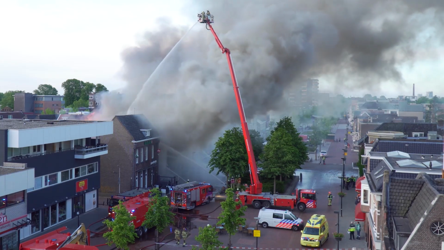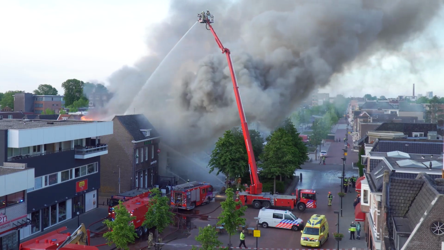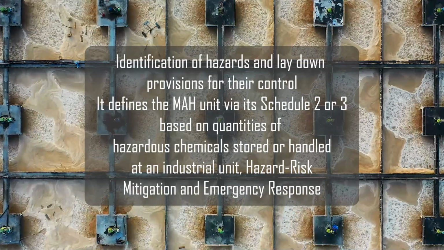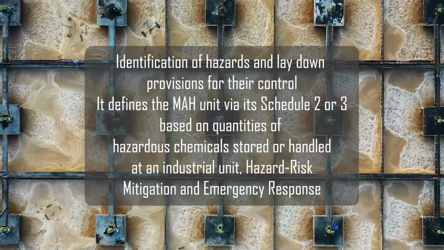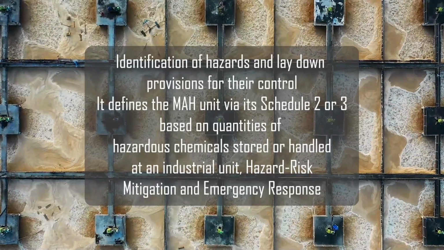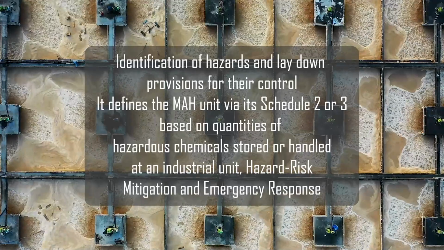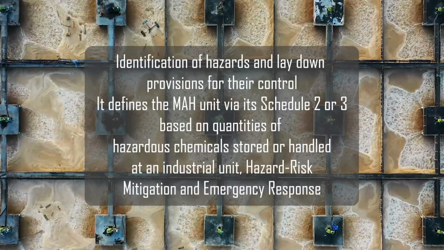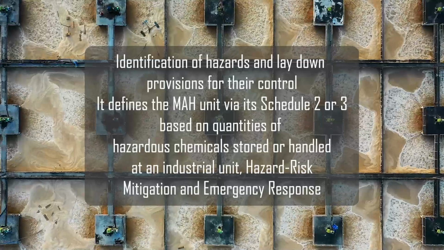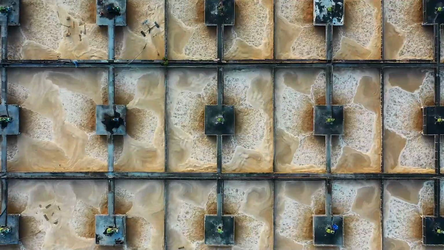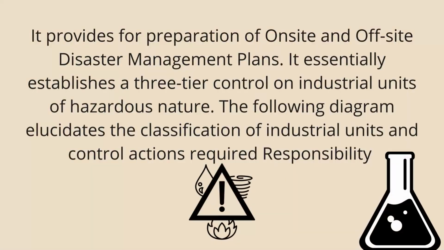Let us have a brief overview of these two legislations. The Manufacture, Storage and Import of Hazardous Chemical Rules 1989 identifies the hazards and lays down provisions for their control. It defines the MAH units via its Schedule 2 or 3 based on quantities of hazardous chemicals stored or handled at an industrial unit, hazard risk mitigation and emergency response. These rules provide for preparation of on-site and off-site disaster management plans, and it essentially establishes a three-tier control on industrial units of hazardous nature.